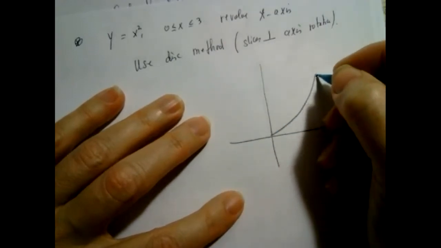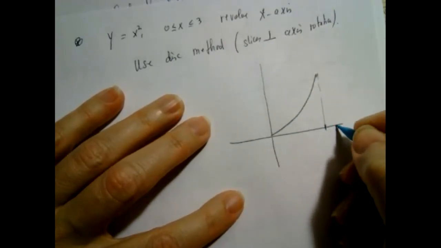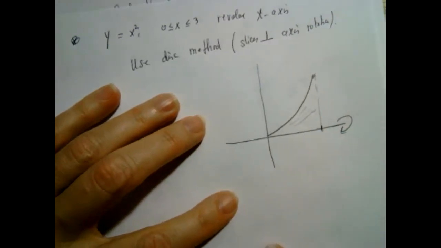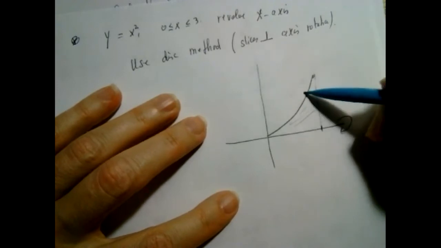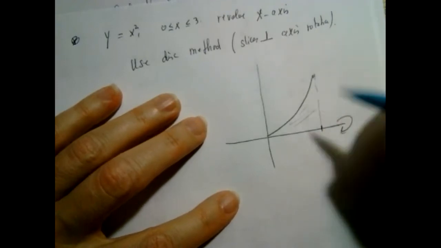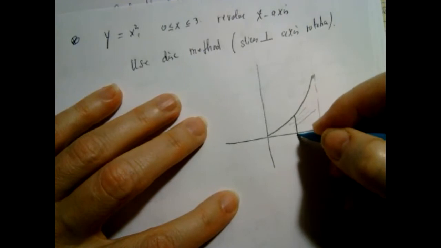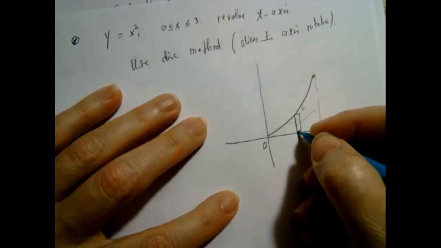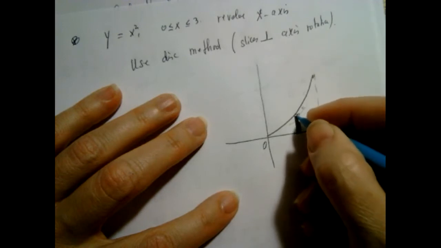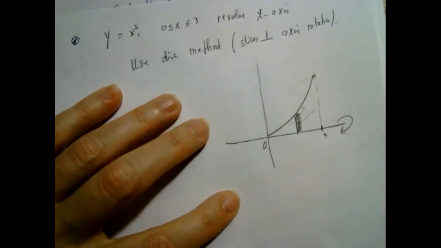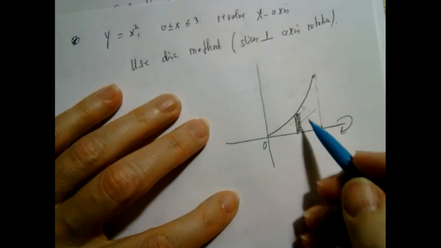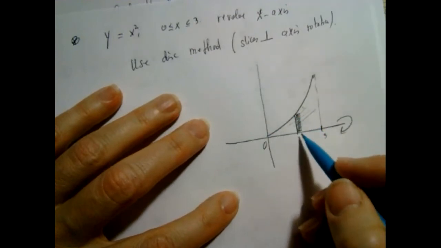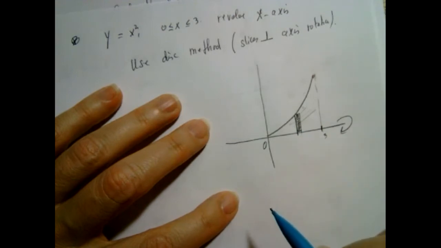This is my piece. That's my region, and this is my axis of rotation. I'm going to take slices which are perpendicular to the axis of rotation. It means this is 0 and this is 3. These are my slices, like that. In this case, immediately x is my variable, because to cover this region with slices, I have to divide the interval on the x-axis.